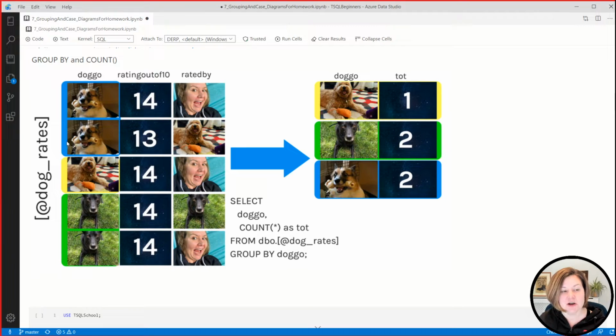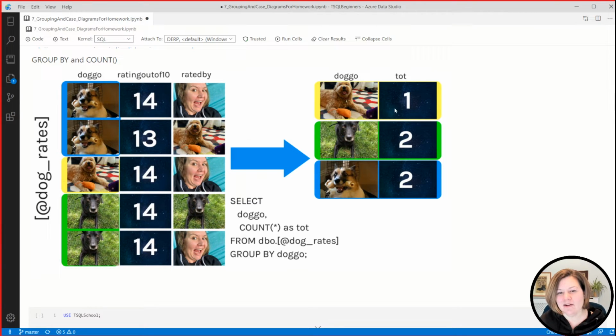So we start at the from, we go to the group by. We're grouping by doggo. This is Stormy. He has 2 rows. And we're just counting, right? We're counting all the rows. So Stormy gets a count of 2. He goes over here on the right. Next, we have Fletcher. Fletcher's here in the yellow. There's only one Fletcher. So we group Fletcher. He gets a 1. That's in the tote column over here on the right. We get to Mr. This is Mr., our little black dog. There's 2 Misters, so he gets a 2 over here on the right.